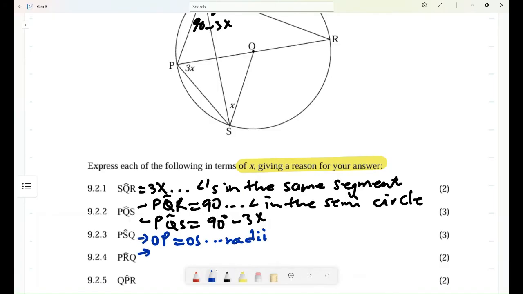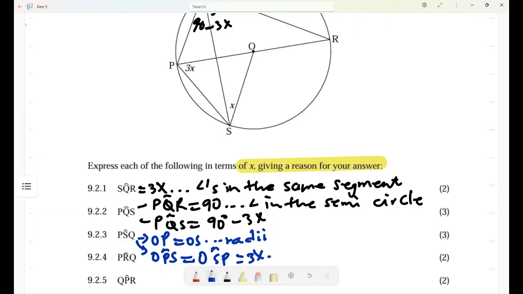Now that they are equal radii, how does this affect what we are looking for? If these are equal, it means this angle here, angle OPS, I will show you, angle OPS, this angle here, is equal to angle OSP, which is equal to 3x.